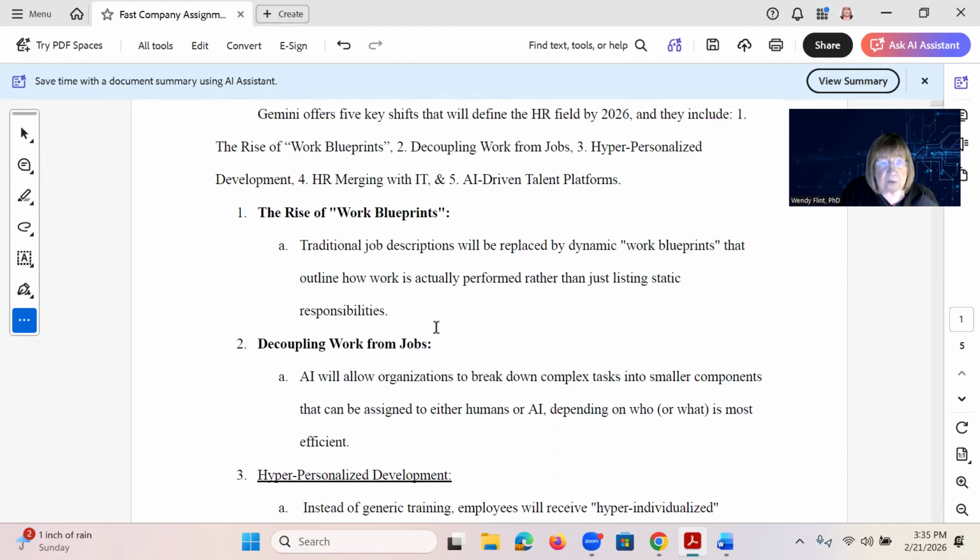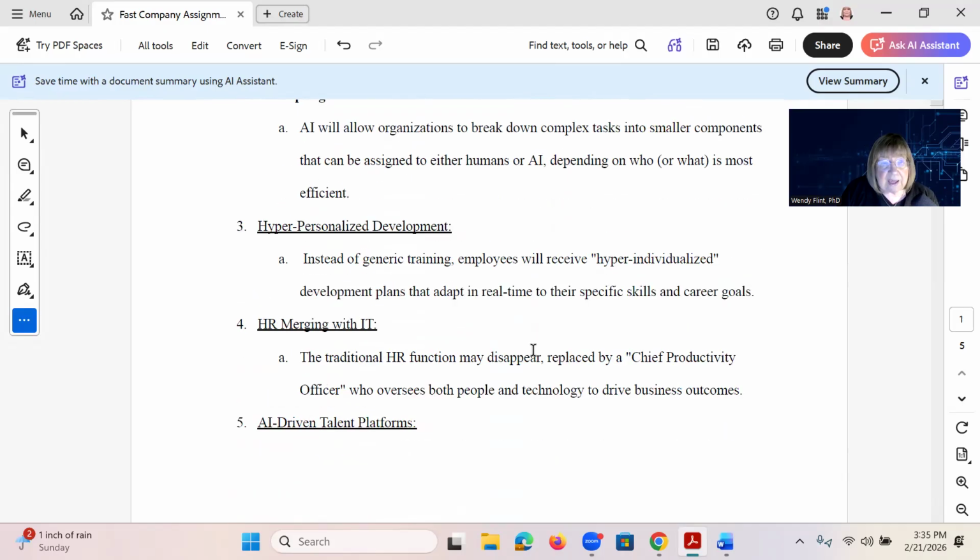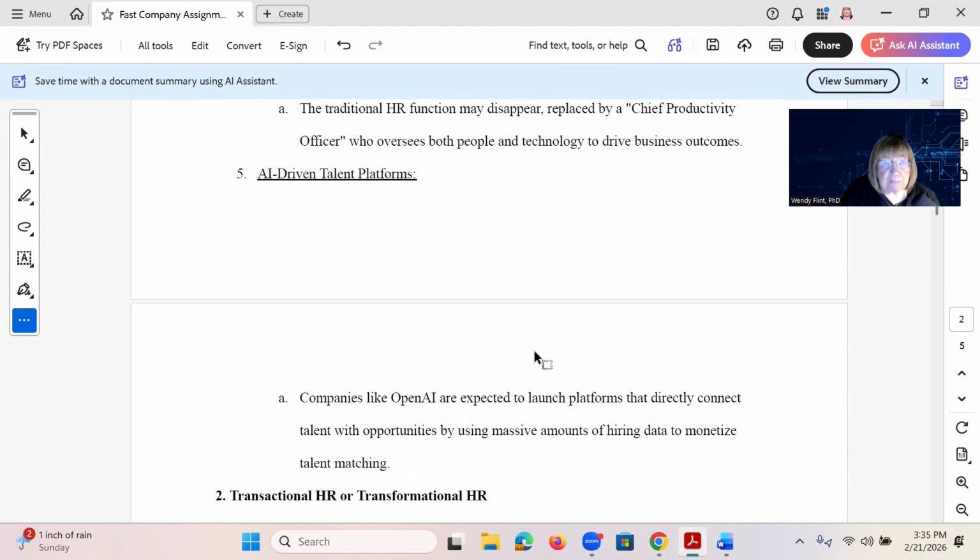And so the student has written about the rise of work blueprints rather than static responsibilities, decoupling work from jobs, and figuring out what assignments can be assigned to humans and which ones to AI, so we can have a class discussion on that.